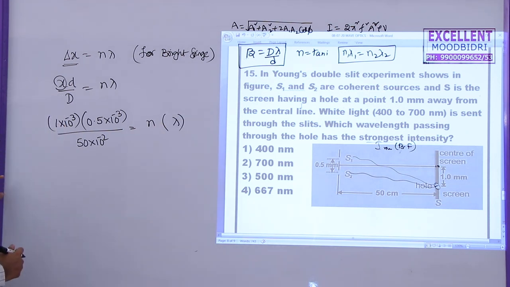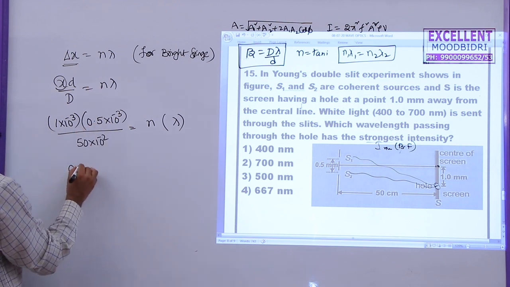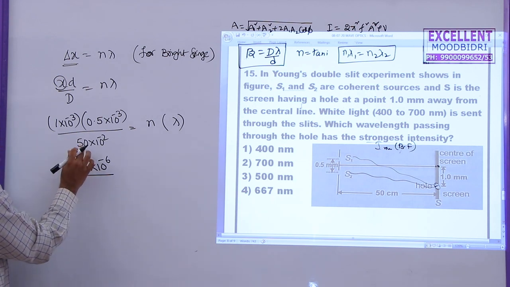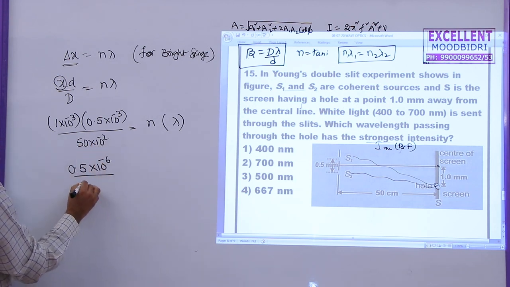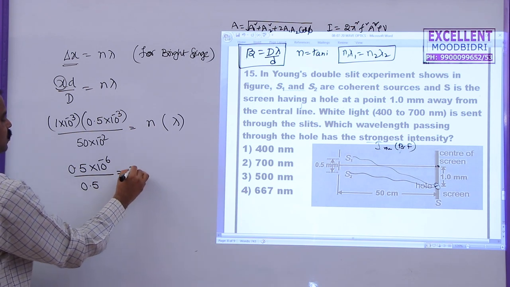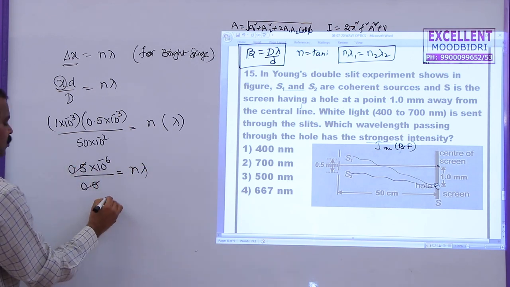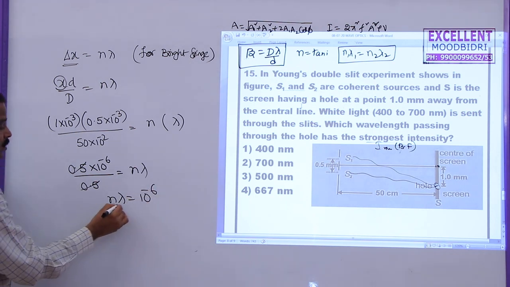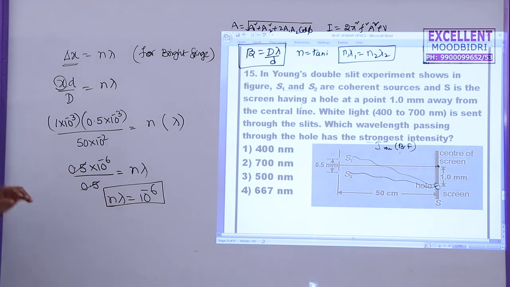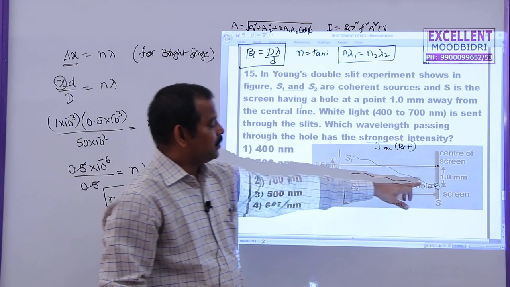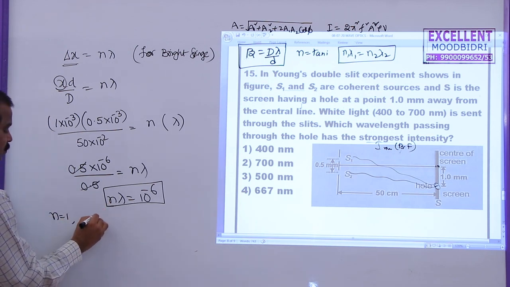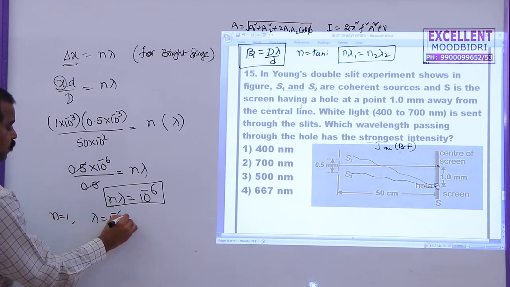need to find. Here, this will become 0.5 into 10 power minus 6 by, this can also be written as by 100 into 100. So this will become 0.5 is equal to n lambda, cancel. So n lambda is equal to 10 power minus 6. Now let us say here the first bright fringe is formed. So if n is equal to 1, this will become lambda is equal to 10 power minus 6 meters.